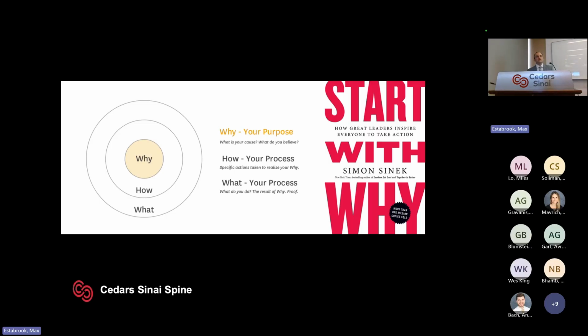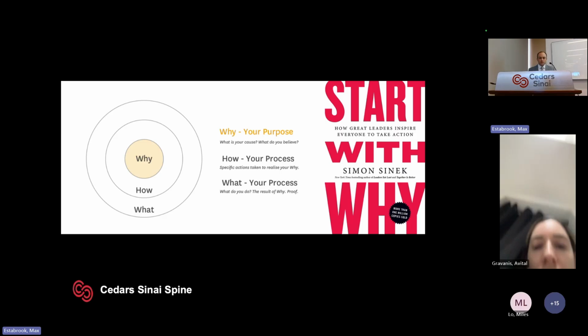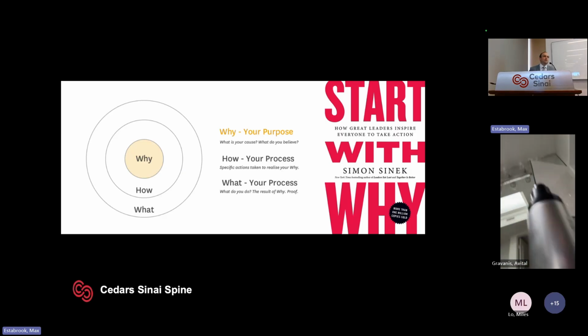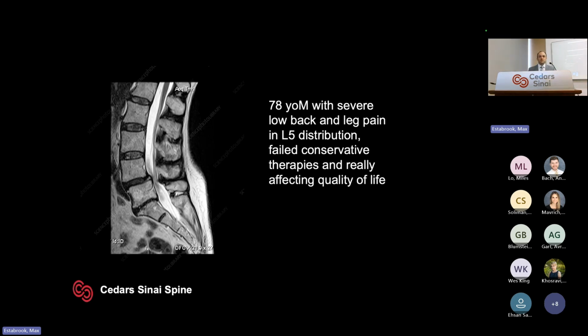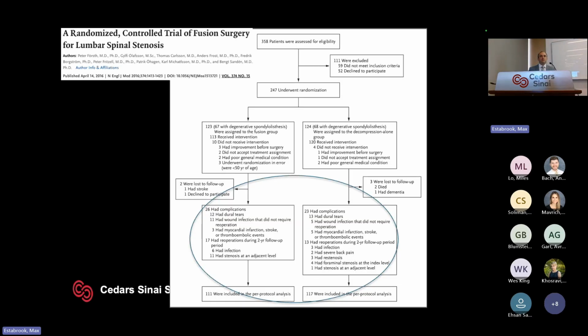So the first thing is, why am I talking about this? And I want to go through this a little bit. I think so often we get focused in on what we're doing and how we're doing it, and often we don't spend enough time thinking about why we do these things. And here's a patient, spondylolisthesis, L4-5. This talk isn't about what you would do here or how you would do it. It's about the fact that when you look at these patients, even for a simple one-level fusion, patients have complications.